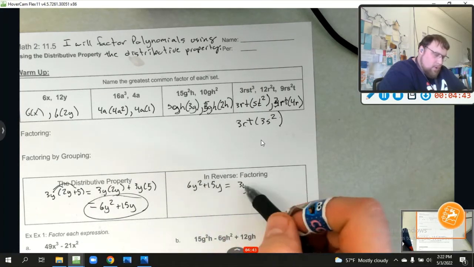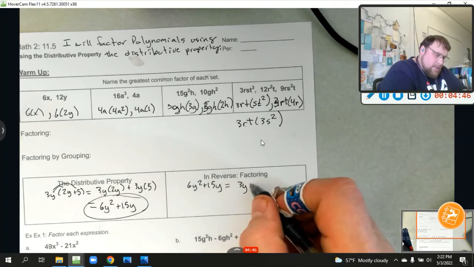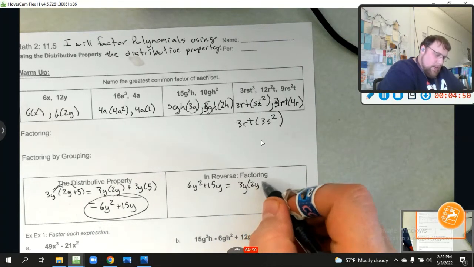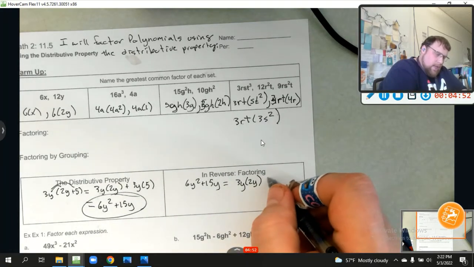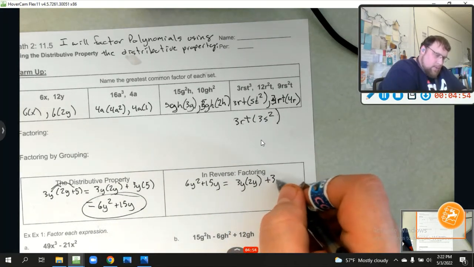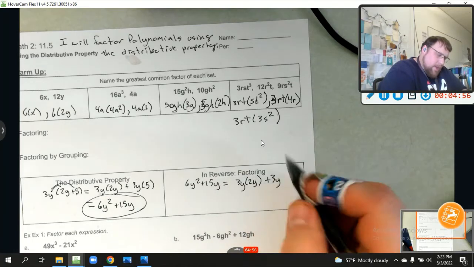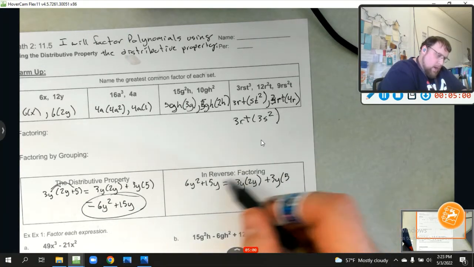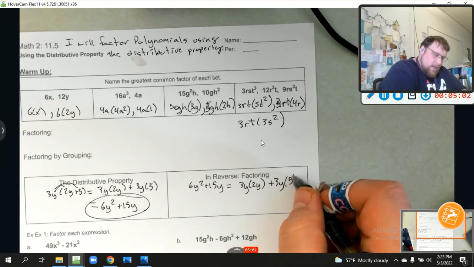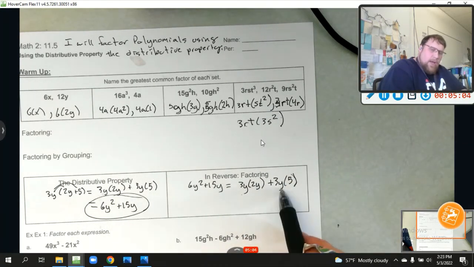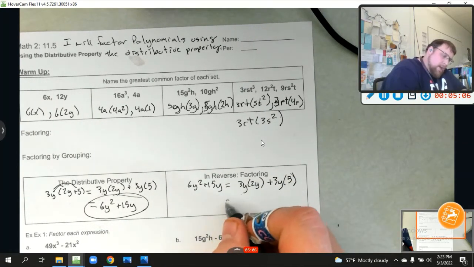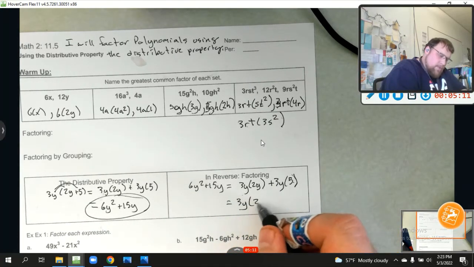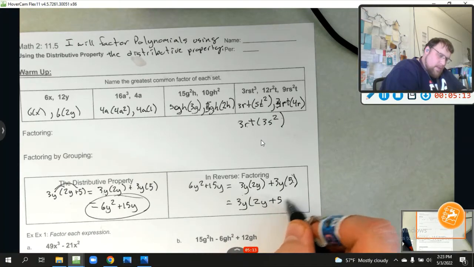When I pull a 3y out, 3 out of 6 leaves me with 2, and a y out of y squared leaves me with y. Perfect. And then plus, again, we're pulling a 3y out, and 3 out of 15 is 5, and then y out of y is just left like that. So notice they both have a 3y in common now, so I can pull that 3y out. This equals 3y times whatever's left in here, 2y plus 5. Look at that.